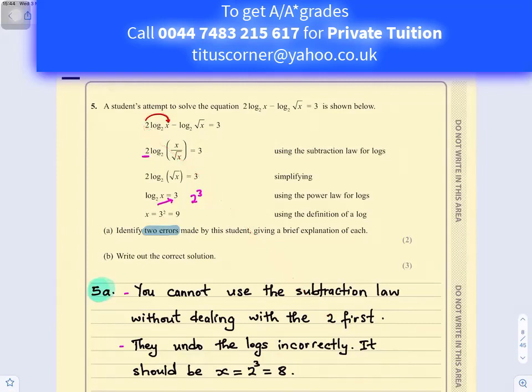The second thing they did wrong was they undid the logs incorrectly. It should be x equals 2 cubed, which is 8. You have here x equals 2 cubed. So 2 to the power 3 should be equal to x, not the other way. So it should be 2 cubed. x equals 2 cubed, not 3 squared, which is wrong. Those are the 2 mistakes they made.